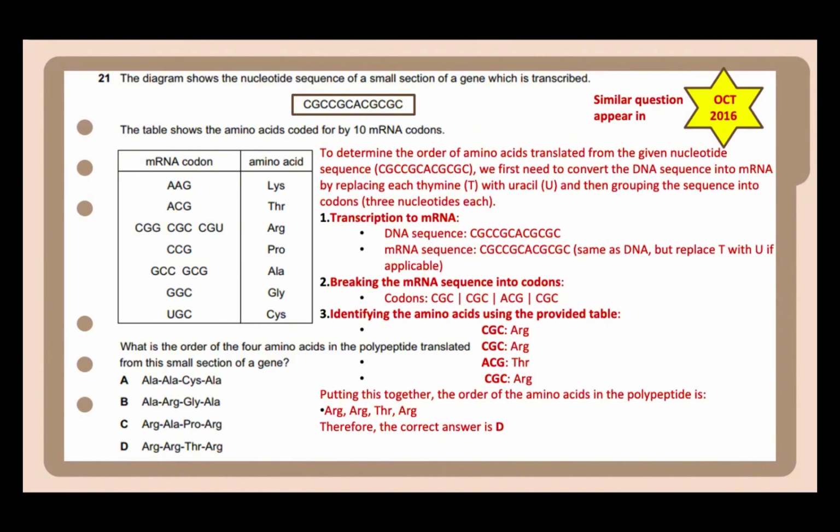And third, identifying the amino acids using the provided table. CGC is equal to ARG, CGC is equal to ARG, ACG is equal to THR, and CGC is equal to ARG. Putting this together, the order of the amino acids in the polypeptide gives the answer D.